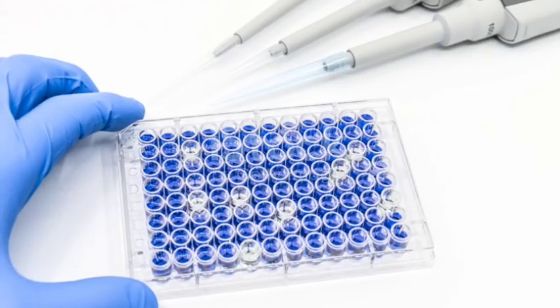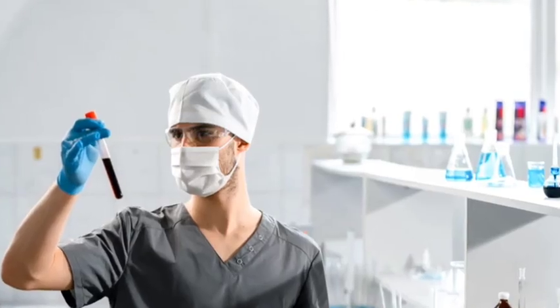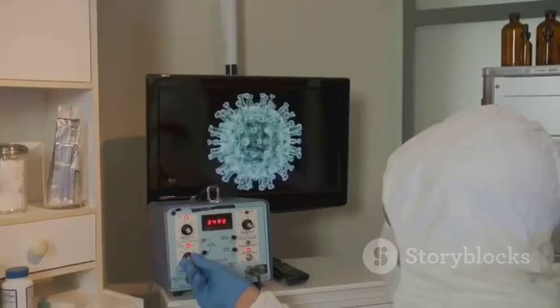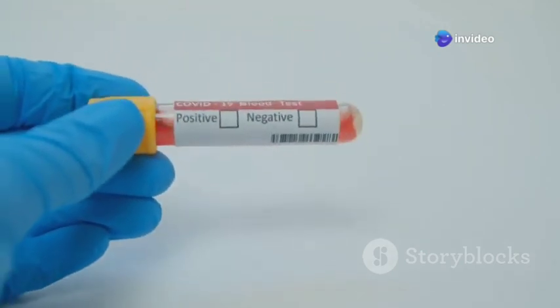Next, we have NS1 ELISA. This test is specifically used to diagnose dengue fever. NS1 is a protein produced by the dengue virus. Detecting NS1 in the blood is a strong indicator of a recent dengue infection.